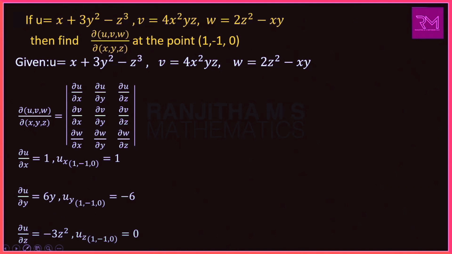Similarly we have to find ∂u/∂z. That means we have to treat x and y as constant. Hence we get ∂u/∂z as minus, since the differentiation of z³ is 3z², so ∂u/∂z is -3z². Again we have to find ∂u/∂z at the point (1, -1, 0). That means we have to substitute z value as 0 here. Hence we get ∂u/∂z as 0, or we can simply write it as uz value as 0.